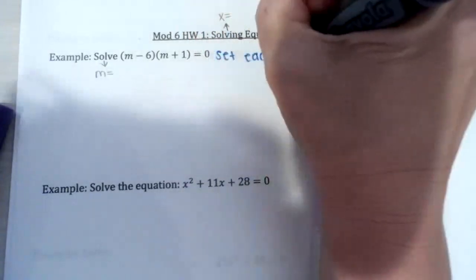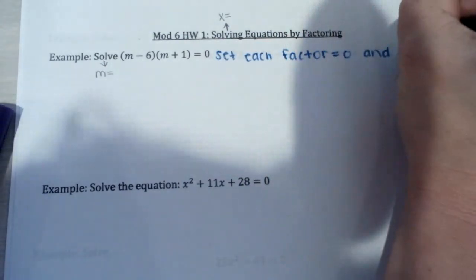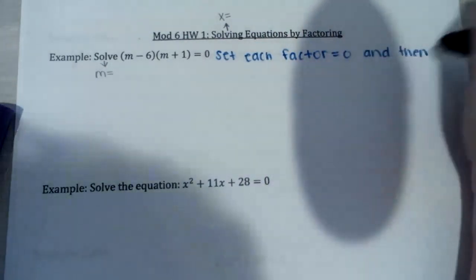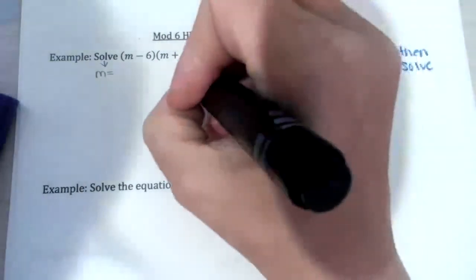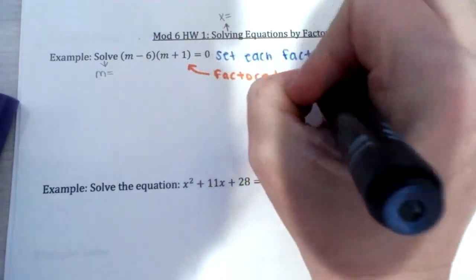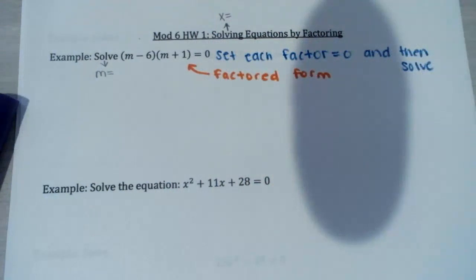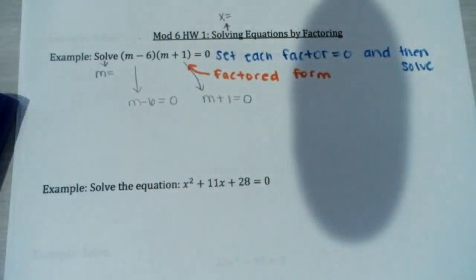Set each factor equal to 0 and then solve. Notice this is in factored form, so it's already factored for us. So setting each factor equal to 0, we have m minus 6, so m minus 6 equals 0. And we have m plus 1, so m plus 1 equals 0. And now let's solve them each separately.